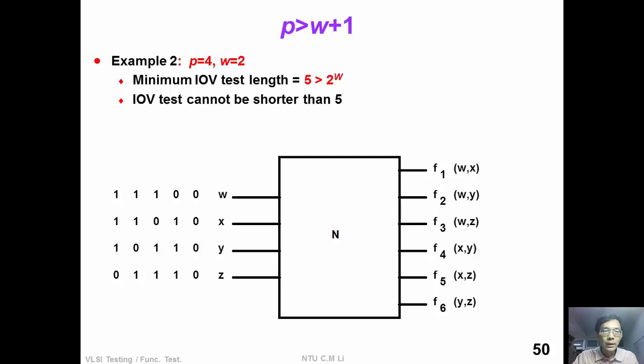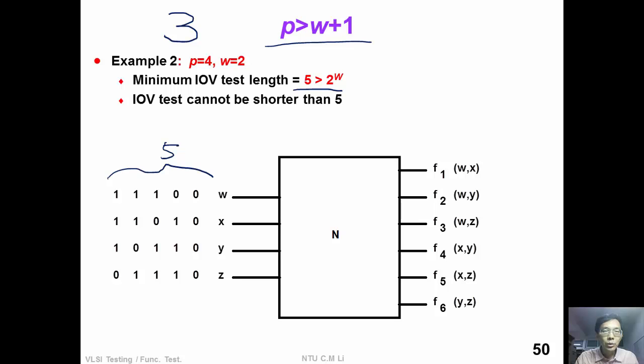However, in some other circuits where P is larger than W plus 1, the lower bound may not be achieved. In this example, we have 6 outputs and 4 inputs. In this circuit, the minimum IOV test length is 5, which is greater than 2 to the power of W. You cannot find a shorter test than 5.